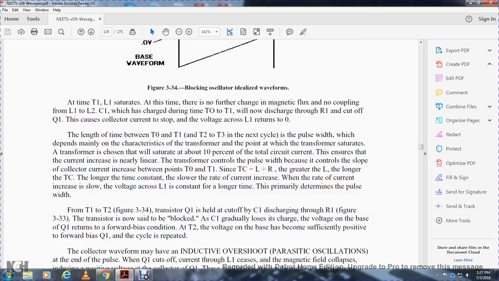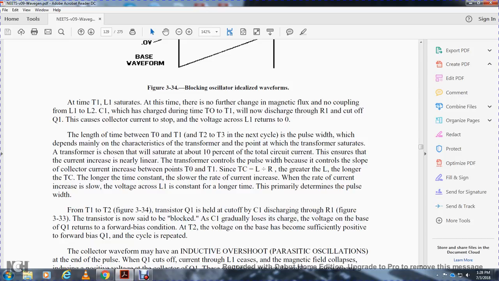The interval between time 0 and time 1, and the interval between time 2 and time 3, is the pulse width, which depends mainly on the characteristics of the transformer. The point at which the transformer saturates is chosen to be about 10% of the total circuit current. This ensures that the current increase is linear. The transformer controls the pulse width because it controls the slope of the collector current increase between time 0 and time 1. The time constant TC is equal to inductance divided by resistance.